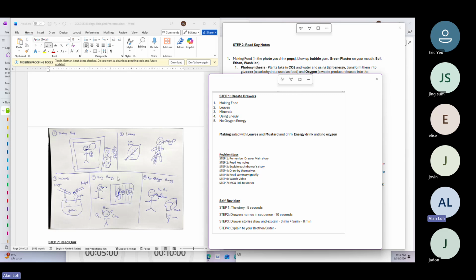Right? And how long does it take to explain what is photosynthesis? What is leaf? What have you learned in minerals? What you have learned in this aerobic with the glucose transport, oxygen transport, and also carbon dioxide removal, and also this fermentation, anaerobic information. How long does it take? Let's say 3 minutes per drawer.